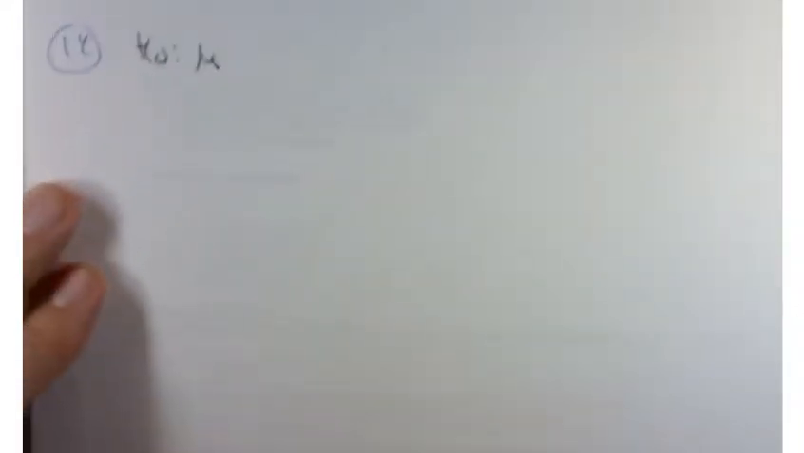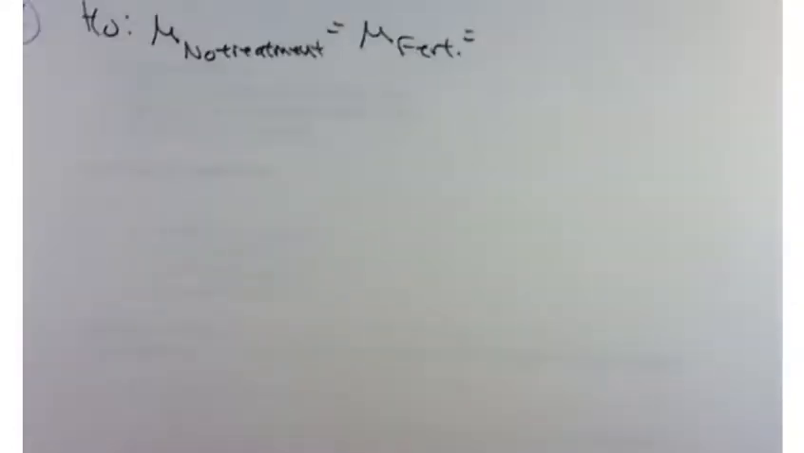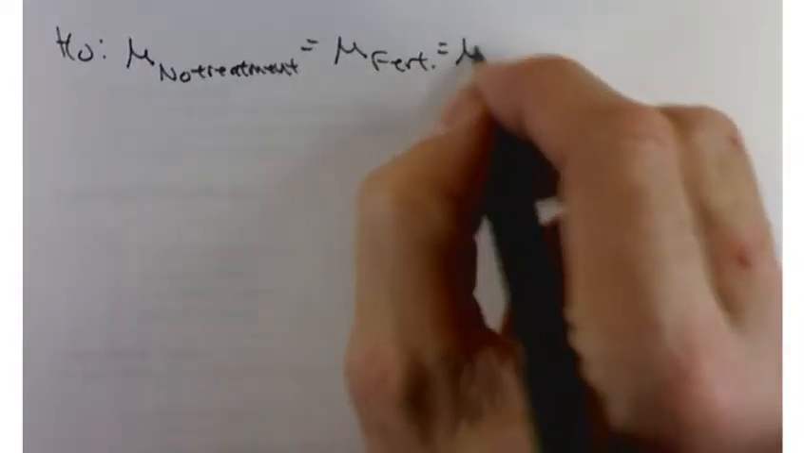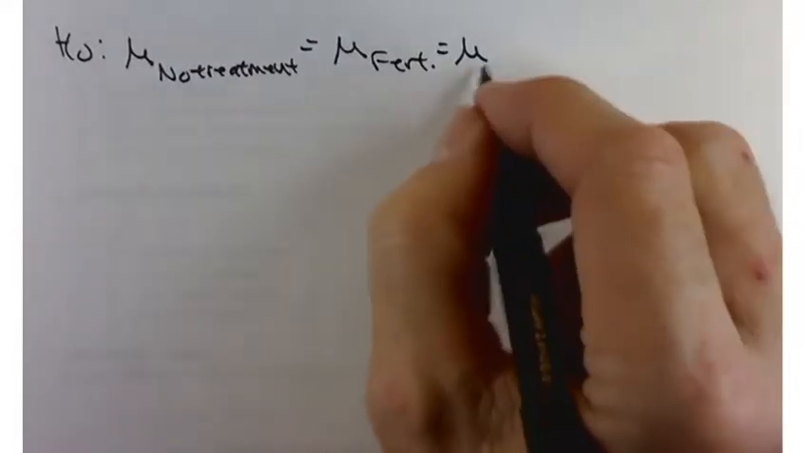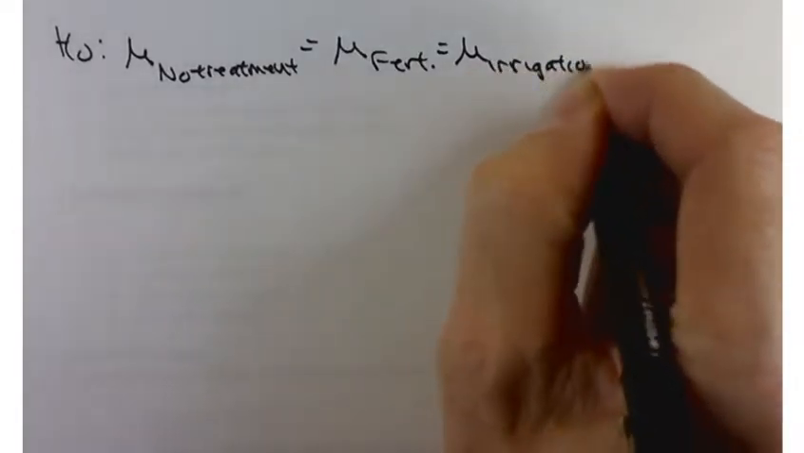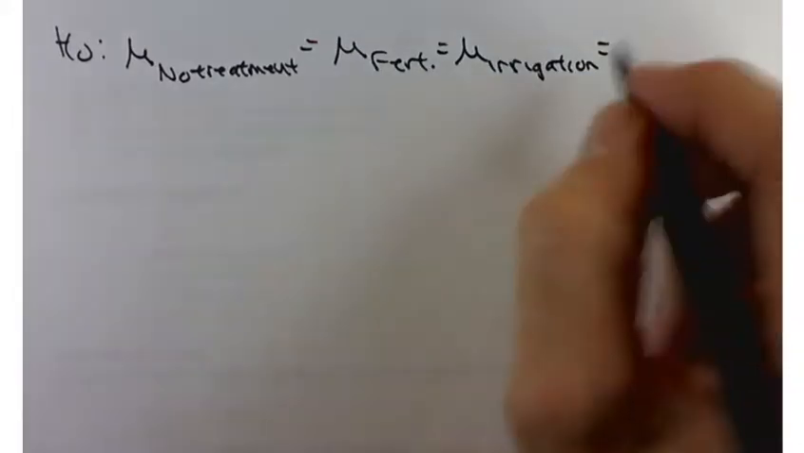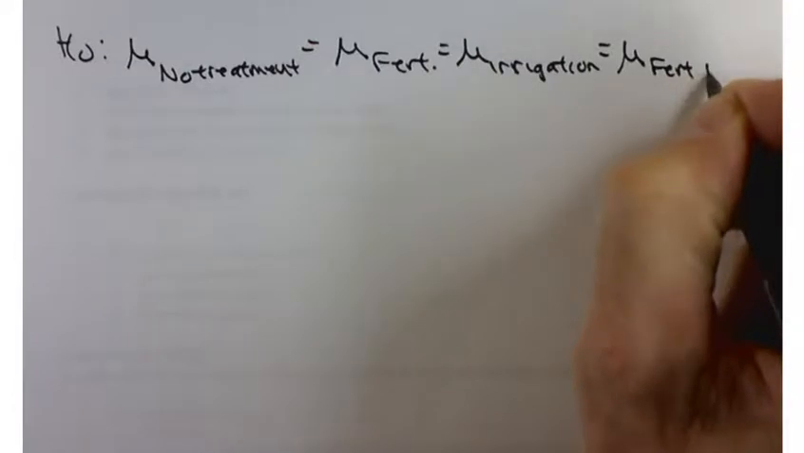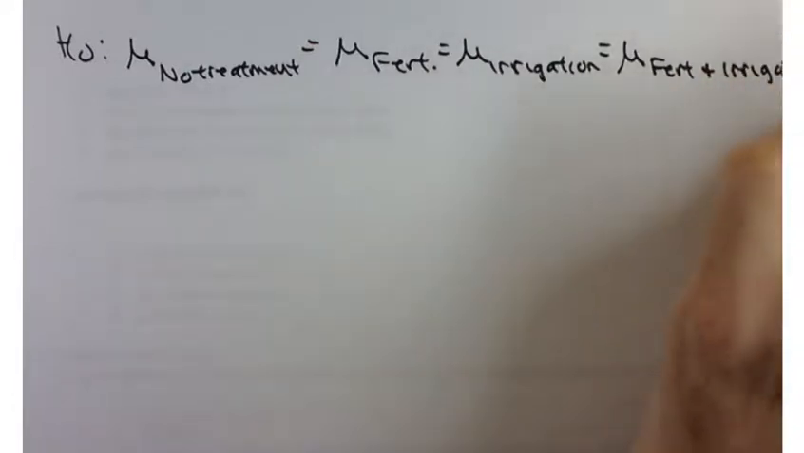Problem 14. The null hypothesis is that the mean from no treatment equals the mean from fertilizer equals the mean from irrigation equals the mean from fertilizer and irrigation. So all 4 of these treatments, or non-treatment in the case of the first one, are the same.